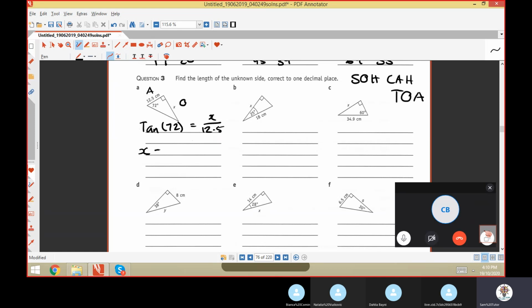What you do is make X the subject: 4.5 tangent 72, and you just punch it all into the calculator. 4.616, but it wants it to one decimal place. 4.6.